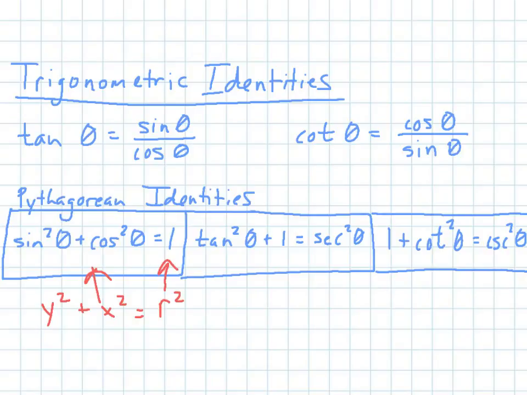Also, you have tangent squared of theta plus 1 equals secant squared theta, and 1 plus cotangent squared theta equals cosecant squared theta. Okay, so just make sure you have those in your notes, write them down.